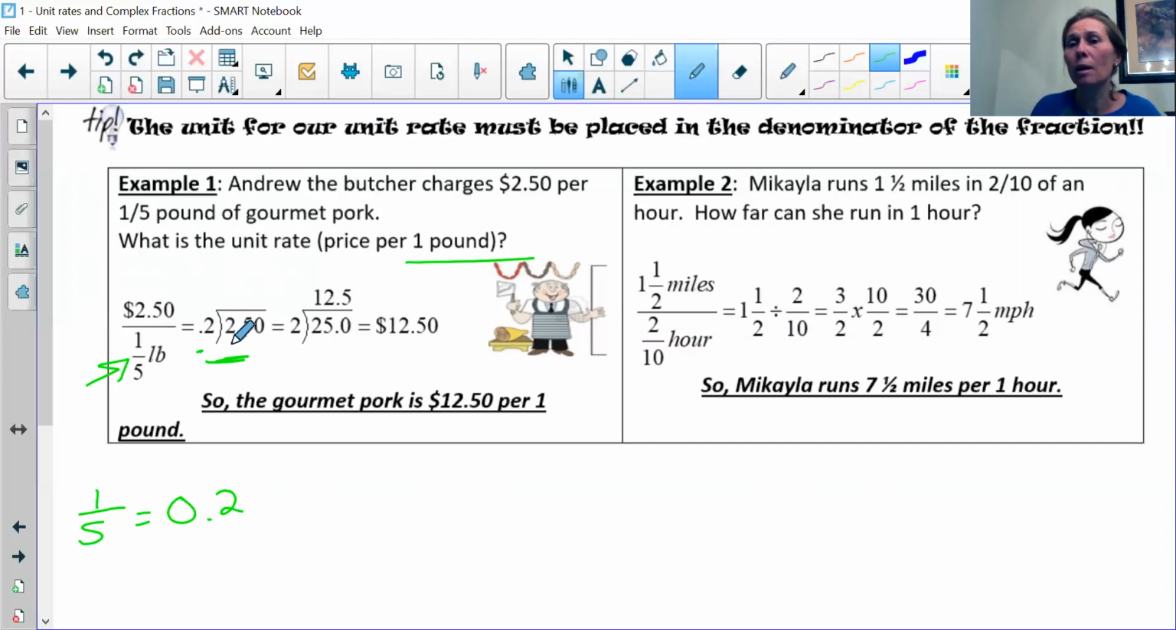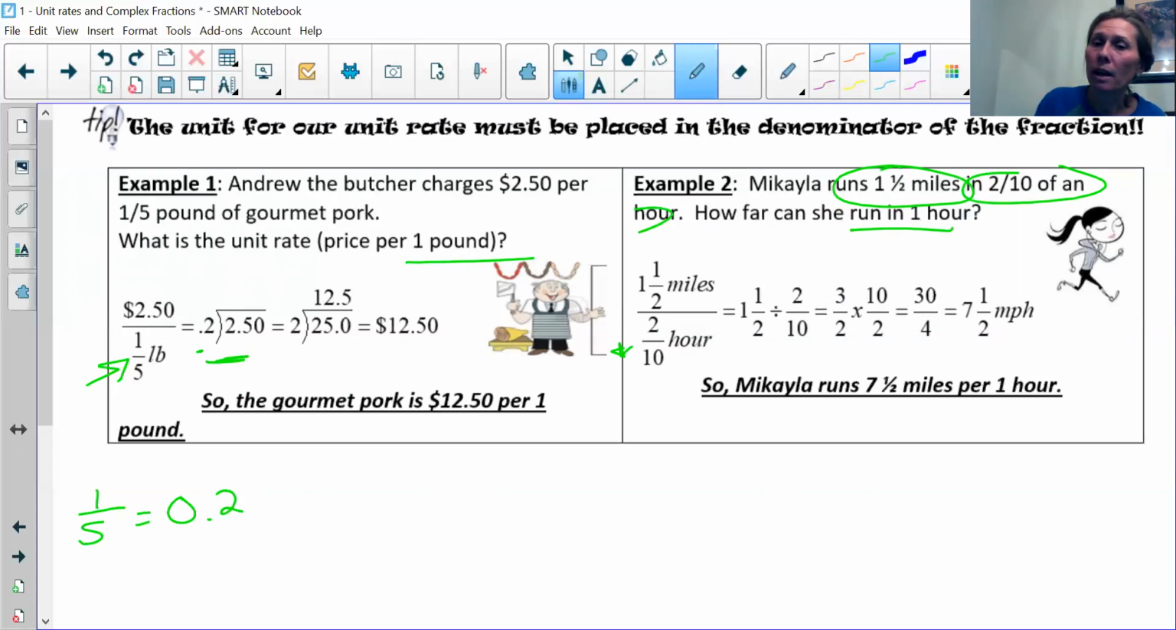Example number 2. Michaela runs 1.5 miles in 2/10 of an hour. How far can she run in 1 hour? Well, let's look. She runs 1.5 miles in 2/10 of an hour. How far can she run in 1 hour? I want 1 hour, so I put the hours on the bottom. So 1.5 divided by 2/10.